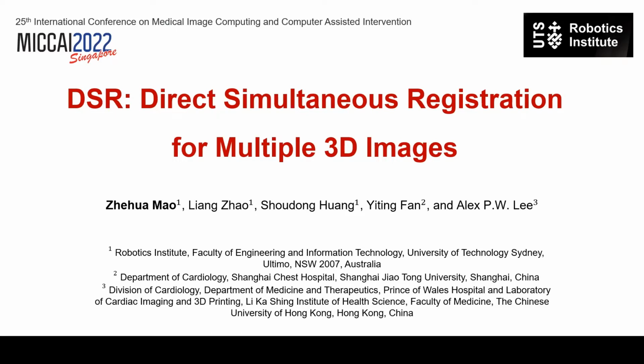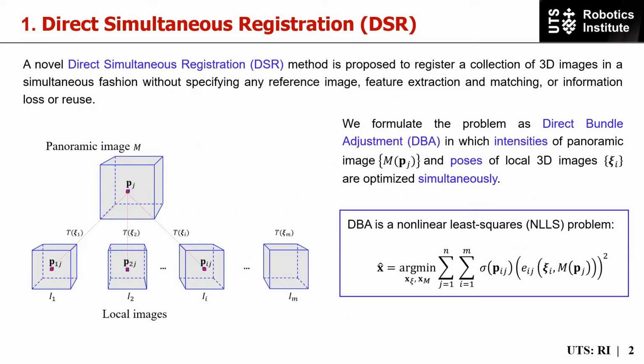Today, I will present our paper entitled DSR, Direct Simultaneous Registration for Multiple 3D Images. In this paper, we propose a novel direct simultaneous registration method that registers a collection of 3D images in a simultaneous fashion without specifying any reference image, feature extraction and matching, or information loss or reuse.